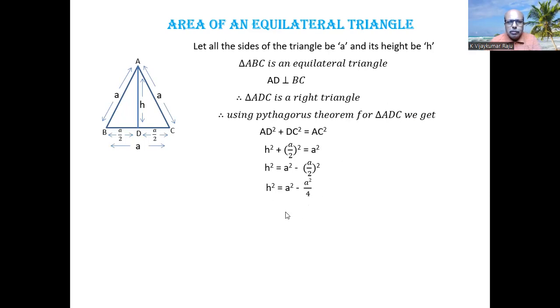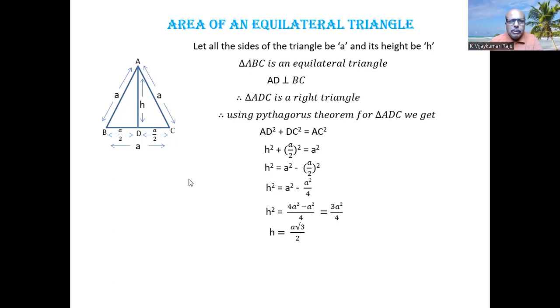Now let's take the LCM here. The LCM is 4. So it will become (4A square minus A square) upon 4. 4A square minus A square is 3A square. So H square is 3A square upon 4. Take the square root of both sides. The square root of A square is A, and 3 is not a perfect square, therefore it remains inside the root sign. Root 3 upon the square root of 4, which is 2. So H is equal to A root 3 upon 2.